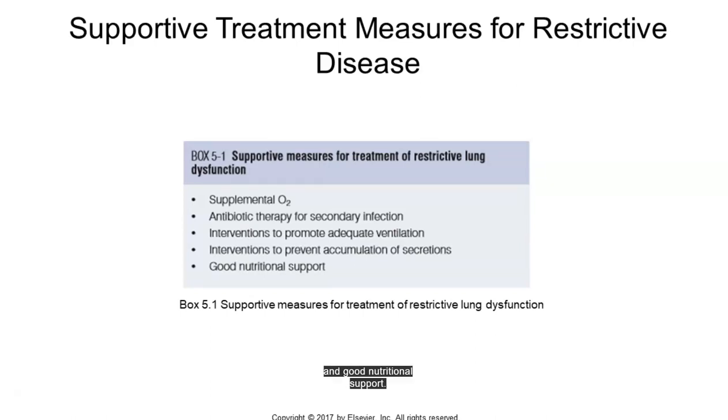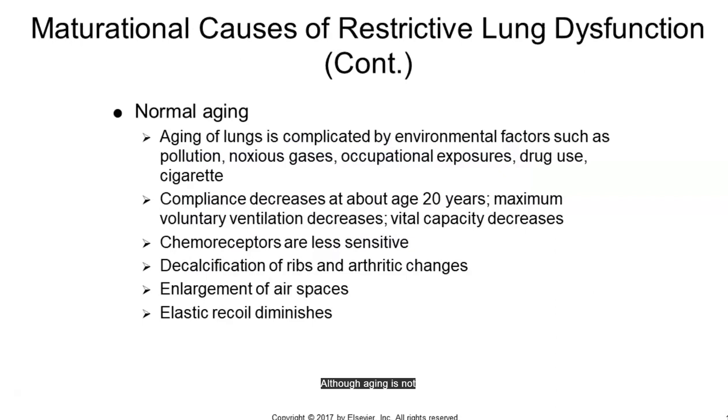Although aging is not a restrictive lung disease, it often ushers in decreasing compliance after the age of 20. Compliance generally decreases by 20% for the next 40 years, and maximum voluntary ventilation decreases by 30% between ages 30 to 70 as respiratory musculature diminishes and arthritic changes occur in the ribs.